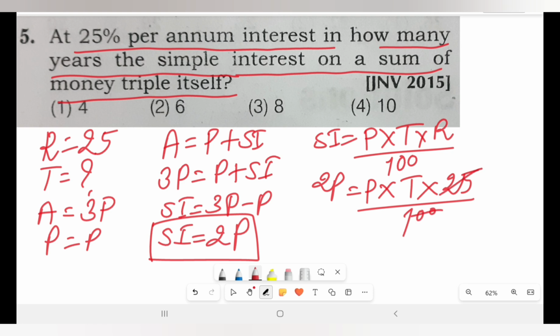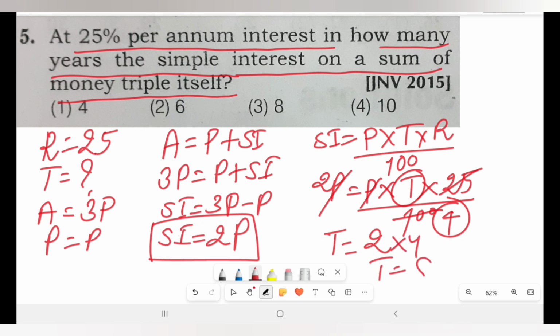25 fours are 100, right? So let us cancel P on both the left and right side. Keep T on one side and the other values on the other side. So T is equal to 2, with 4 left. If it goes to the other side, it will be multiplication. So 2 into 4, that is 8. So T is equal to 8. 8 years is the answer. That is the third option.